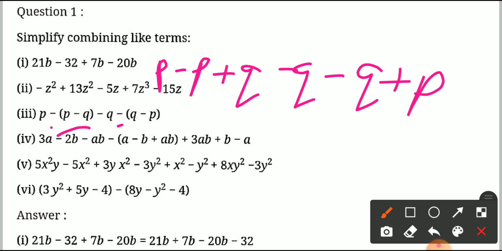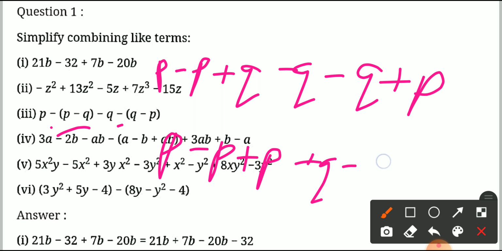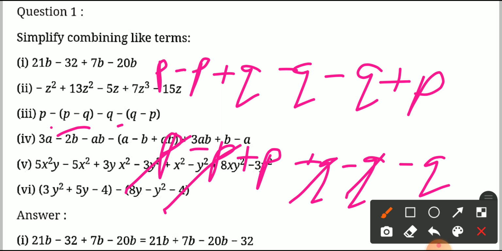Now arrange all the p on one side and q on another side. So p minus p plus p, then plus q minus q, then minus q. So 1p and minus p will be cancelled. Cancelled means plus p and minus p is 0. 1 minus 1 is 0. That's why I cut like this. Similarly, plus q and minus q will be cut. 1 minus 1 equals 0. So what is left here? We have plus p and minus q, which is the answer. P minus q is the answer.